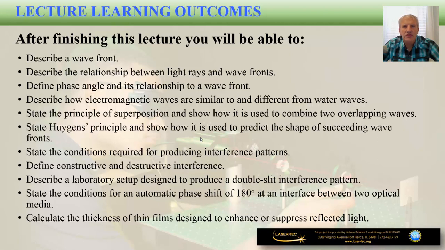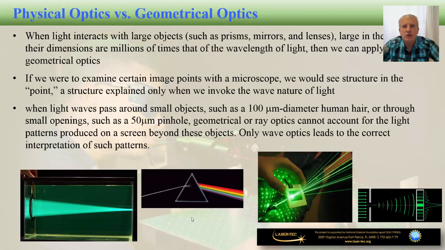Before we dive deeper into the subject of physical optics, we also want to draw a clear distinction between physical optics and geometrical optics. When the light interacts with large objects such as prisms, mirrors, or lenses, whose dimensions are much larger than the wavelength of light, we apply the laws of geometrical optics as we have seen in the previous 4 lectures.